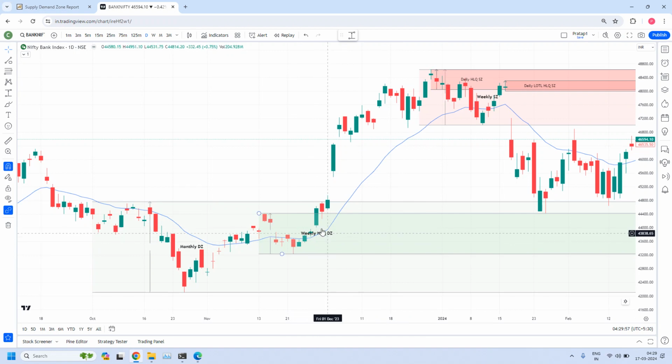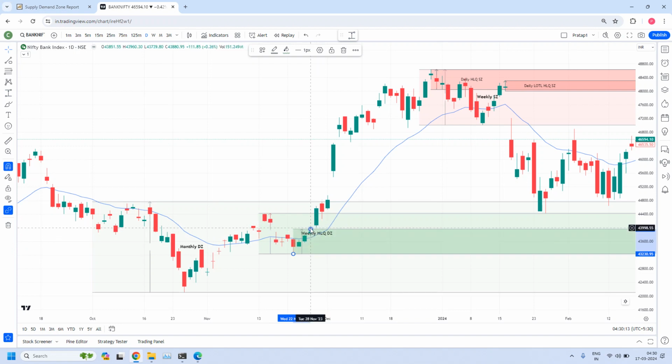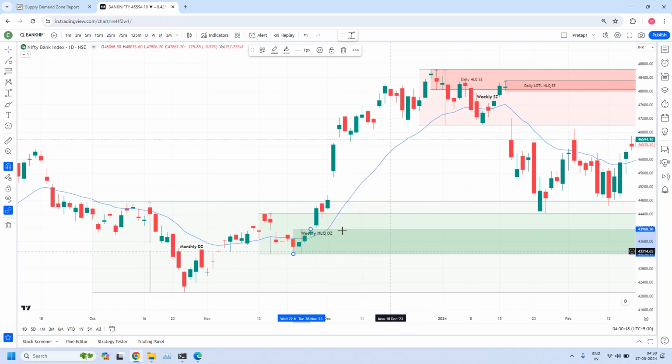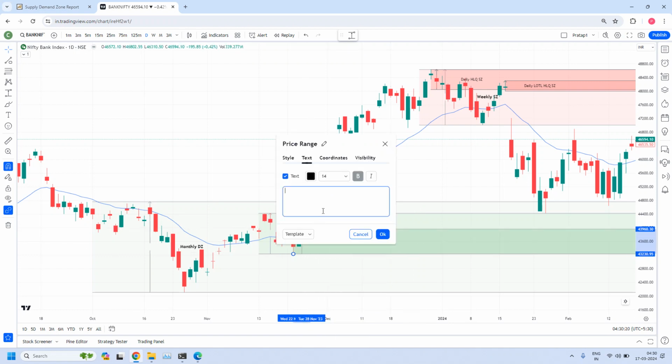And where is this? Inside a weekly high liquidity zone. First of all, this is a high liquidity zone, a weekly zone. Inside we have a daily high liquidity zone. That is amazing, excellent. So this is the daily demand zone. Daily high liquidity demand zone. Let me add the text.